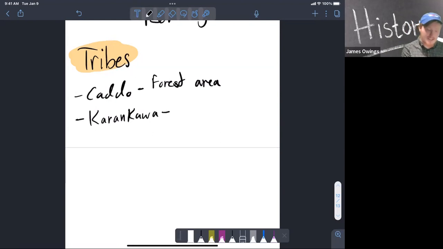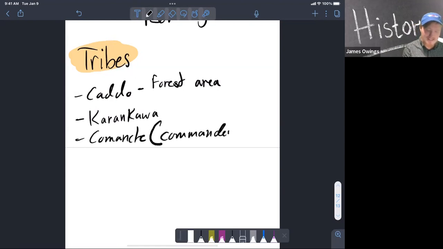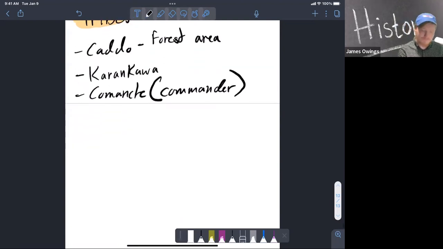The Comanche is the more interesting one I'm going to mention. The Comanche is the one you're going to remember the most. Comanche is like the commanders of Texas because they ride on horseback. They are invaders. They invade our tribes and they take over tribal lands. So very straightforward. You can't forget them.